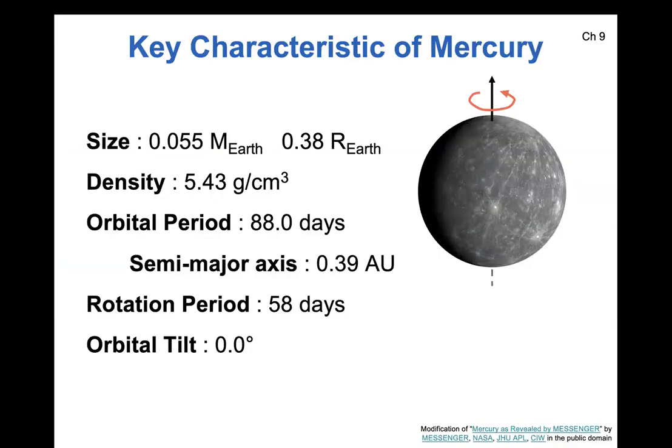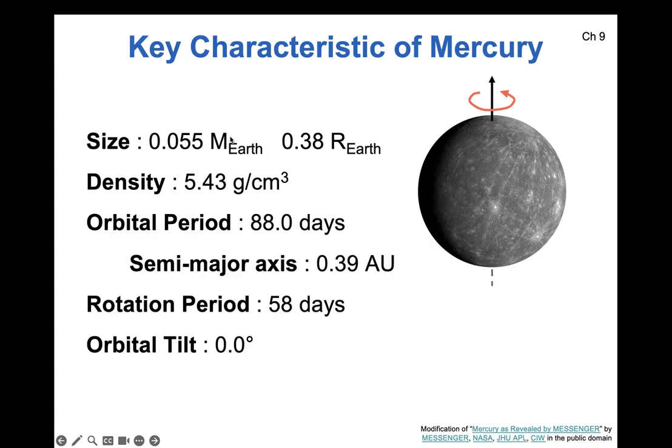So, first of all, key characteristics. Just run down with the same exact format and values that we saw for Earth. This is kind of a fun way to compare all the planets. Remember that the size and the semi-major axis are all in units that are references to Earth. So the size of Mercury is just 0.055 that of Earth. So as a percentage, you could say that Mercury has a size that's 5.5% the size of Earth.